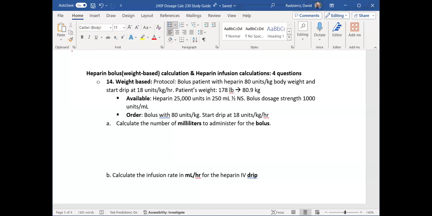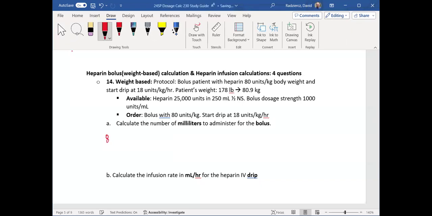So if I'm starting with the patient's weight in kilograms, I'm going to take the 80.9, and then I'm going to multiply by, since we're calculating the bolus, I'm going to follow what it says here. It says bolus with 80 units. So 80 units per kilogram.